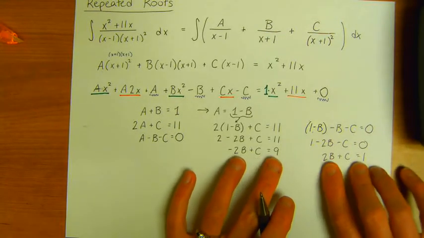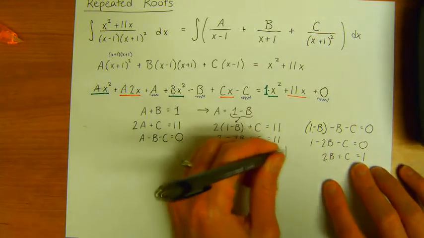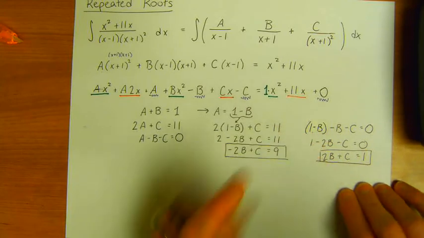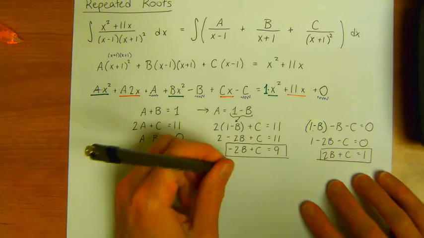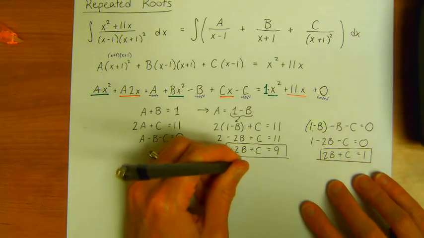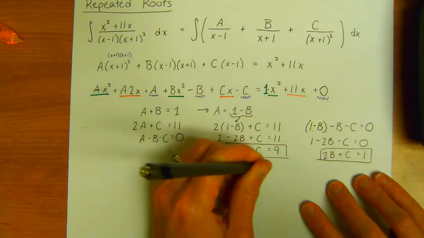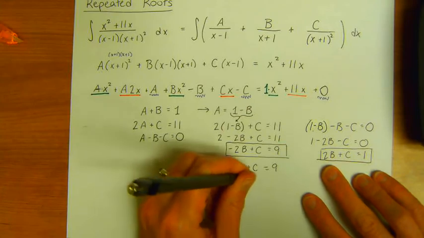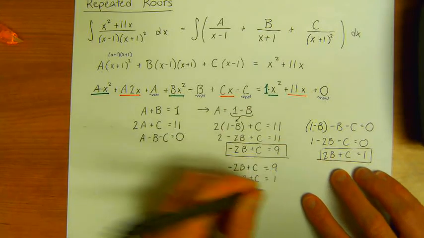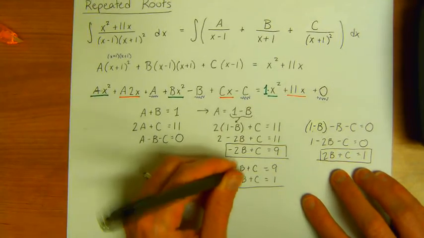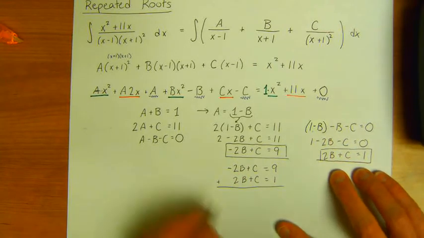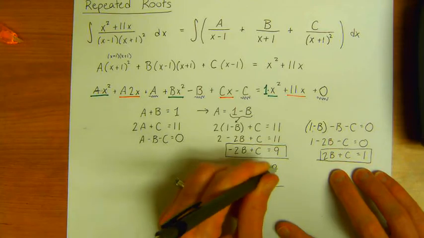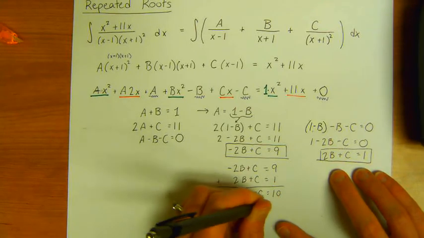Now I have a system of 2 equations. I have this equation and I have this equation. I'm going to add these 2 together and I'm going to get negative 2b plus c equals 9, and I'm going to add onto it 2b plus c equals 1. I'm adding them because I see the 2b's and the negative 2b's cancel. So that means c plus c is 2c, 9 plus 1 is 10, c equals 5.